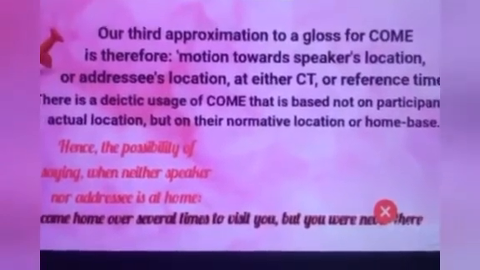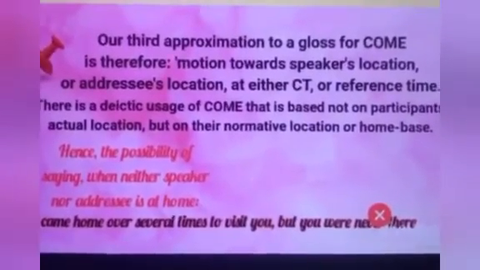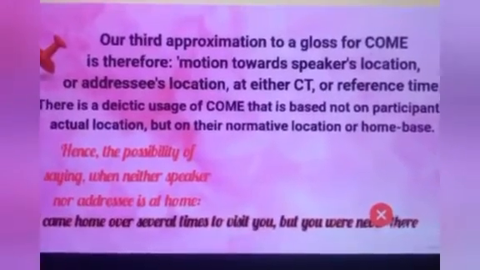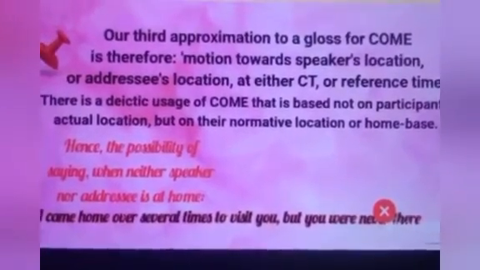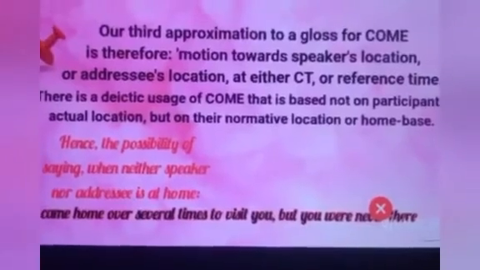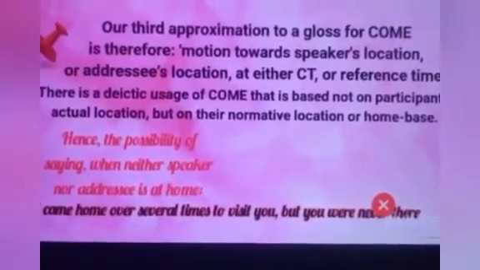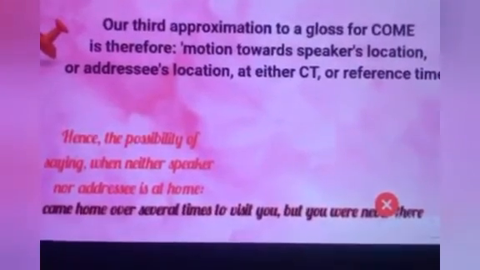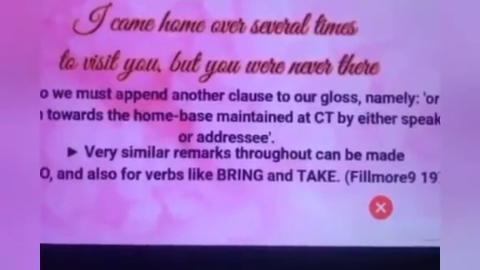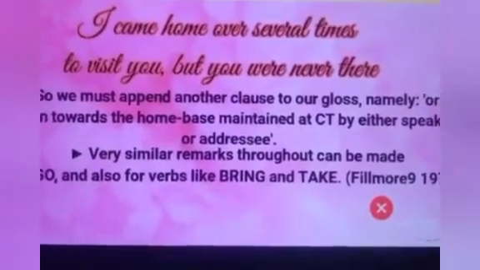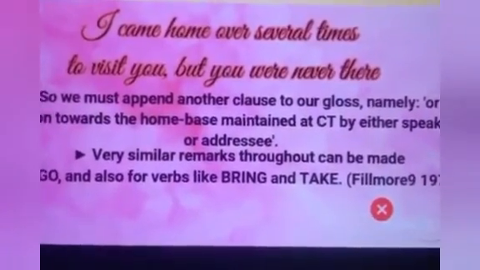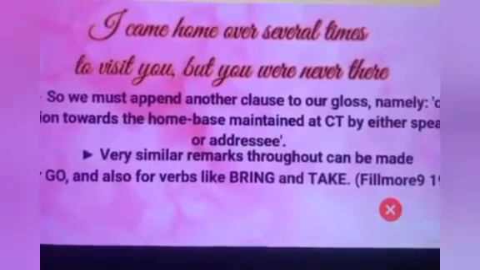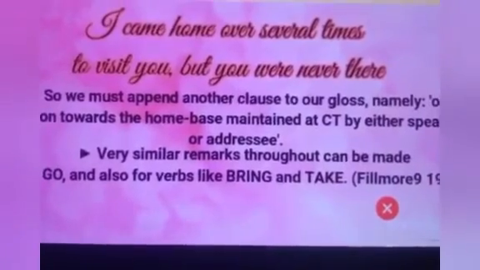Our third approximation to a gloss for come is therefore motion towards speaker's location or addressee's location at either CT or reference time. However, there is a deictic usage of come that is based not on participants' actual location, but on their normative location or home base. Hence, the possibility of saying, when neither speaker nor addressee is at home, I came over several times to visit you, but you were never there. So we must append another clause to our gloss, namely, or motion towards the home base maintained at CT by either speaker or addressee.